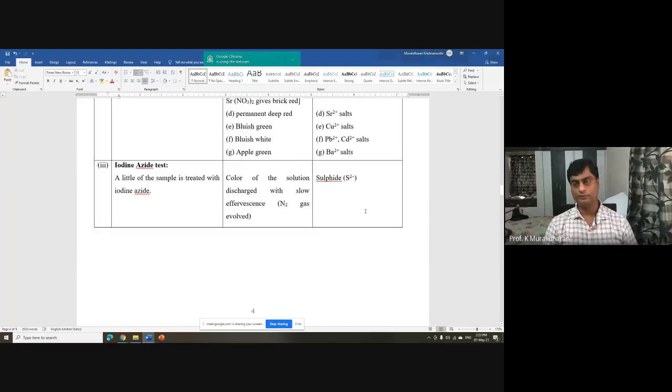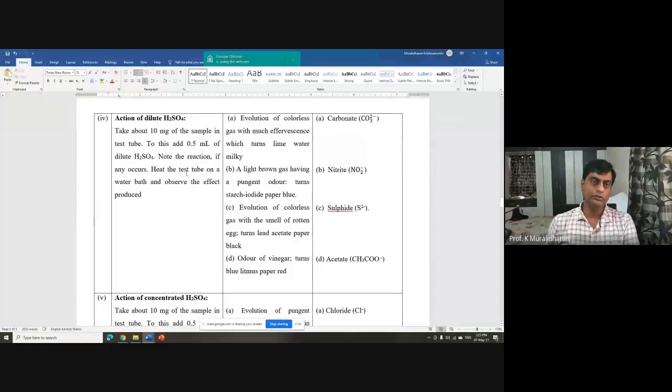And the next test will be the dilute sulfuric acid. So you have to take 10 milligram of the sample. Okay, this is slightly higher, but you can take it here because you have to see the evolution of the color. If you take a very small quantity, you will not be able to see. So for these two experiments, you have to take slightly extra quantity.